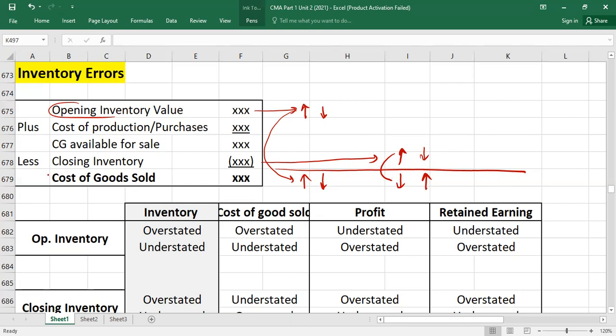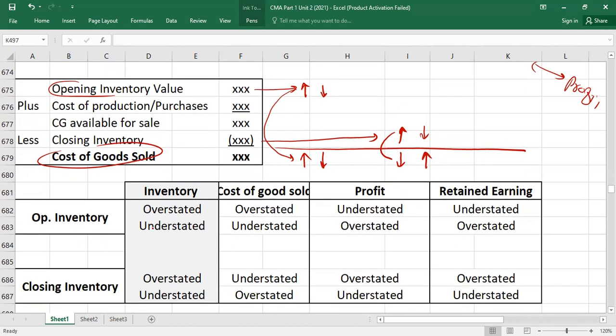Now one more thing. Now you know the effect on cost of goods sold. I'm asking another question. Cost of goods sold and profits always have an inverse or direct relation? Inverse. More cost means less profit. Less cost means more profit. Right or wrong? Understood? It means we can now see the effect of inventory over the cost of goods sold, and from cost of goods sold to the profits also. Right or wrong? So here we go.